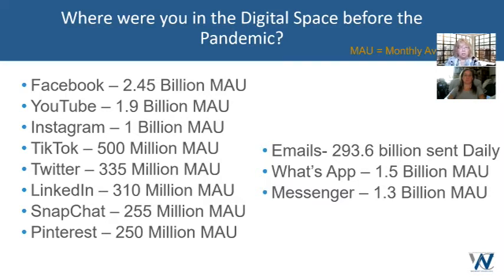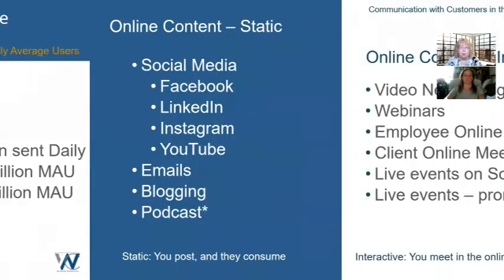On the left-hand side of your screen are social media platforms, and on the right-hand part of your screen are direct connects, which would be emails, WhatsApp, Messenger, even texting, which I did not put on here. But where are you? Where are the clients? Where are they going to be, and how can you find them and connect with them?